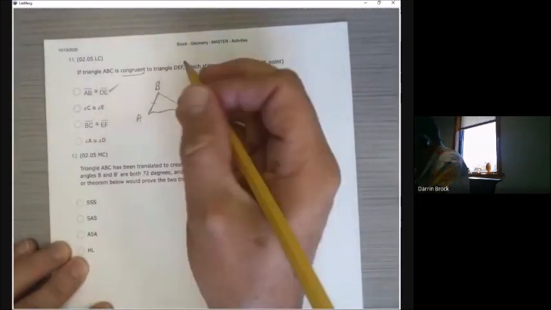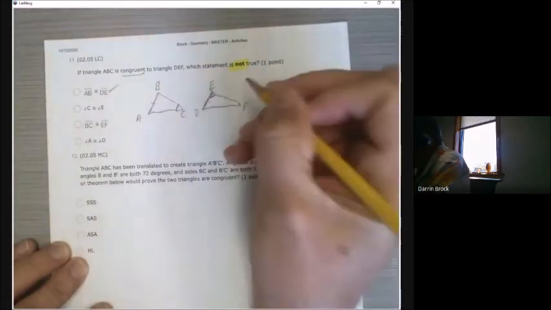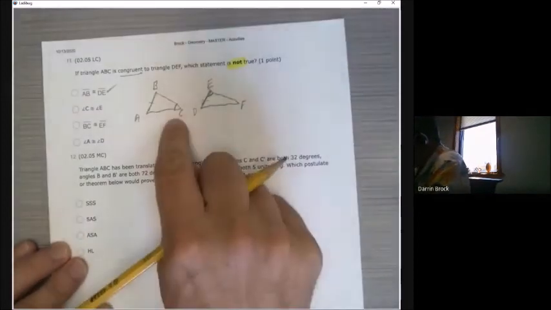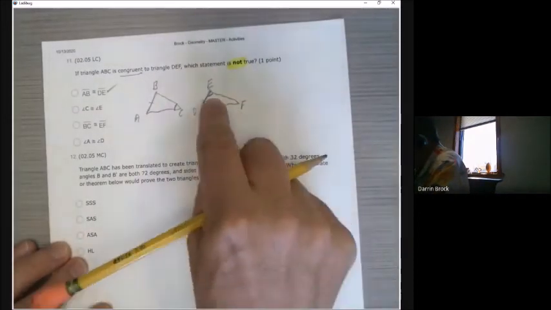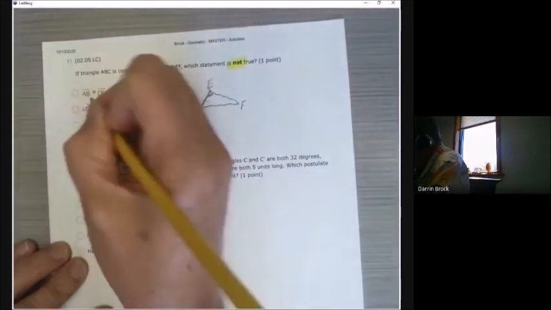Angle C is right here. That's this angle. And it says it's congruent to angle E. We don't know that because C should be the same as F. And we have no way to know those are the same. So that doesn't look right.